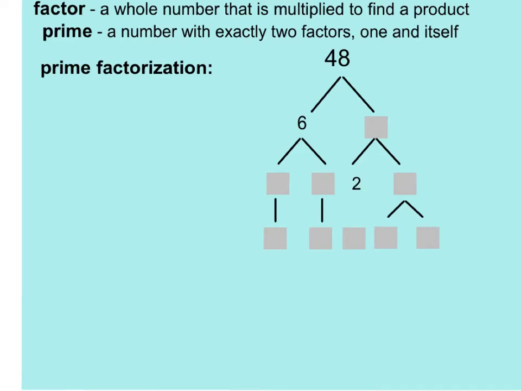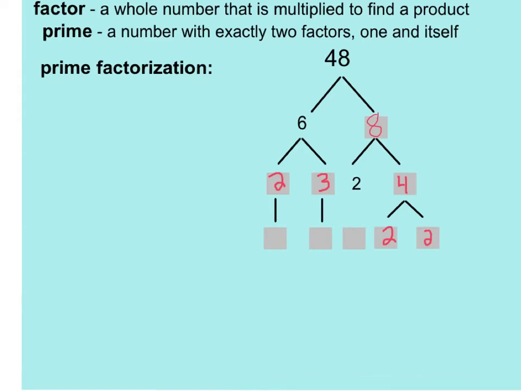So 6 multiplied to 8 is 48. 6 times 8 is 48. Now we're going to break the 6 apart. Well, 2 multiplied to 3 is 6. Let's break this 8 apart. 2 multiplied to 4 is 8. Lastly, I'm going to break the 4 apart, and that is 2 multiplied to 2.